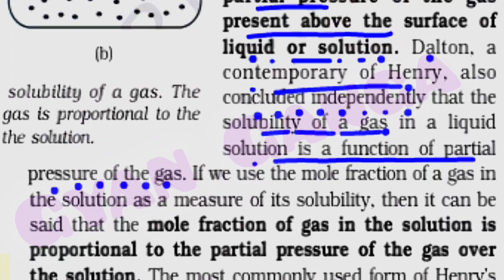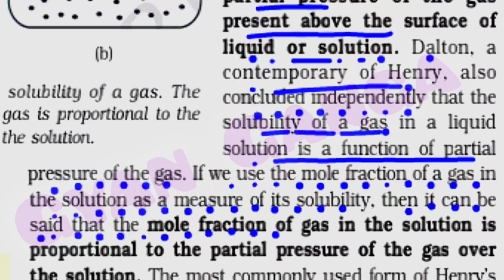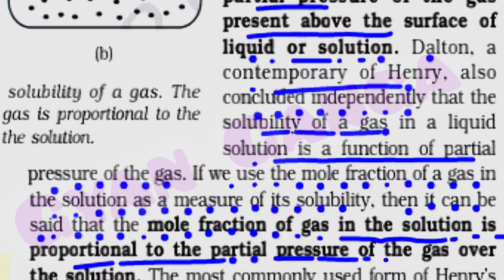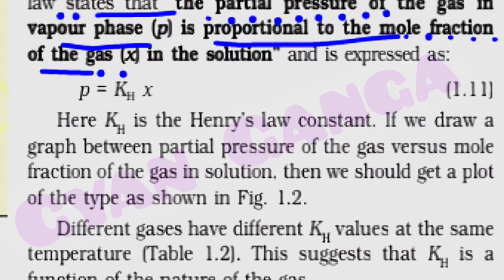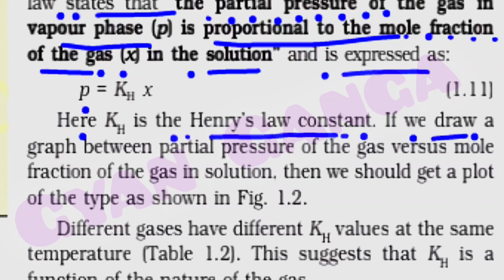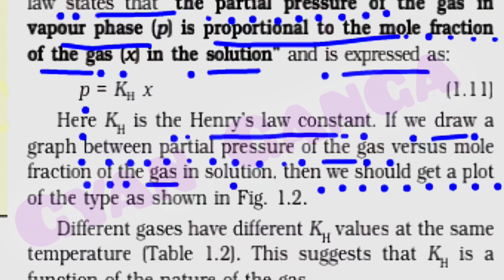If we use the mole fraction of gas in the solution as a measure of its solubility, then it can be said that the mole fraction of a gas in the solution is proportional to the partial pressure of the gas over the solution. The most commonly used form of Henry's law states that the partial pressure of the gas in the vapor phase, P, is proportional to the mole fraction of the gas, x, in the solution, as expressed in P = Kh x, where Kh is the Henry's law constant. If we draw a graph between the partial pressure of the gas versus the mole fraction of the gas in solution, we should get a plot of the typical type as shown in figure 1.2.